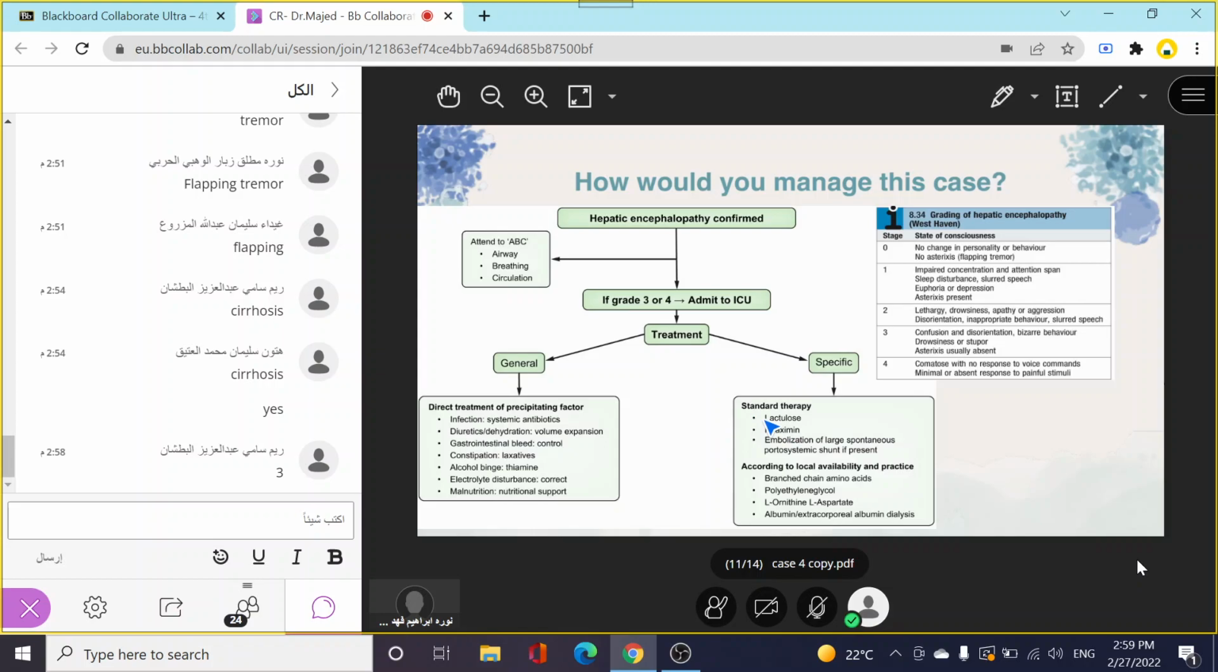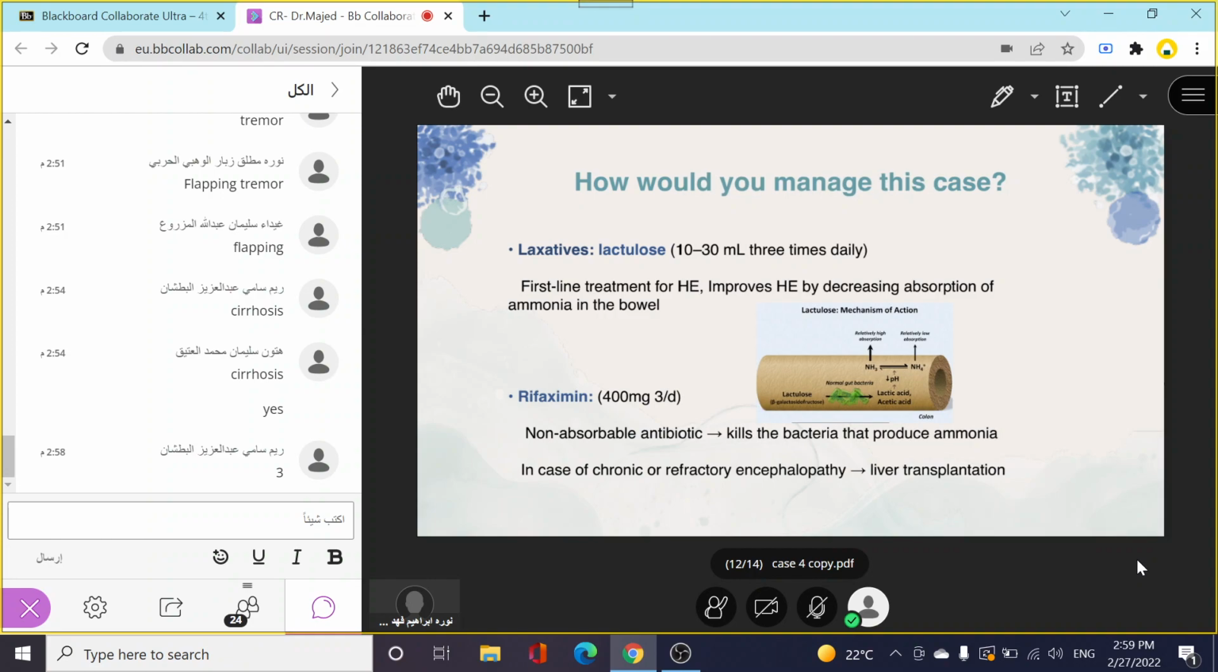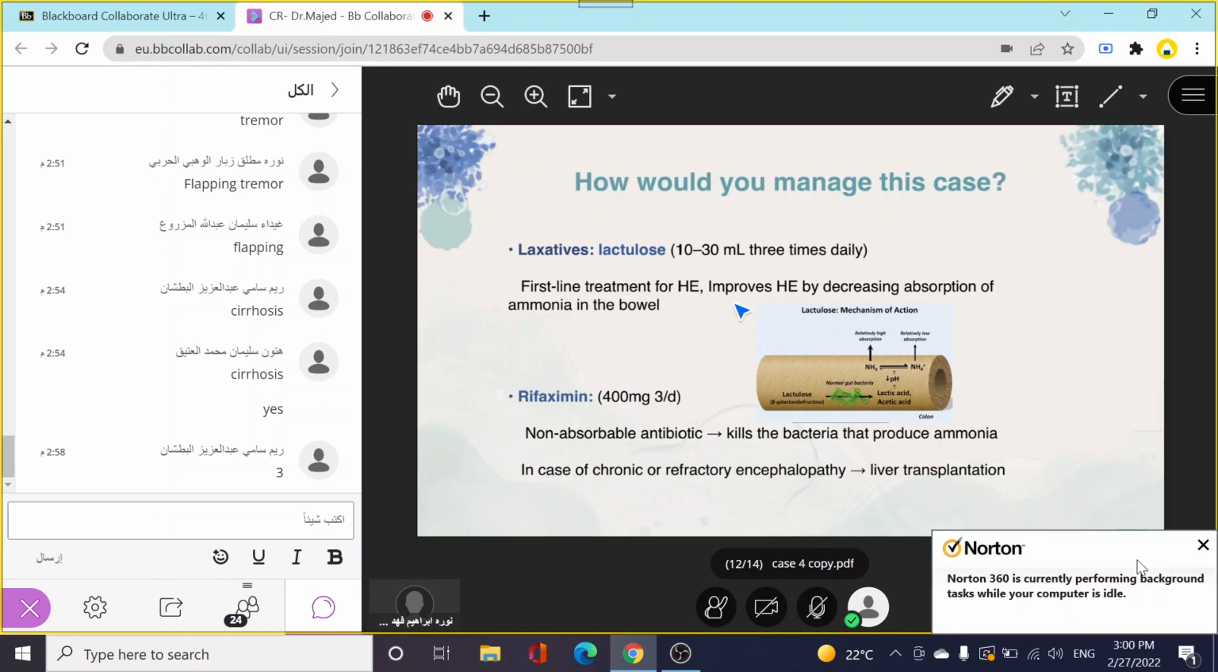For specific therapy, the main treatments are lactulose and rifaximin. Also we can give branched chain amino acids, or also we can give albumin or extracorporeal albumin dialysis. But the specific treatment is lactulose, 10 to 30 milliliters three times daily. This is the first line treatment for hepatic encephalopathy. It will improve hepatic encephalopathy and decrease the absorption of ammonia in the bowel.